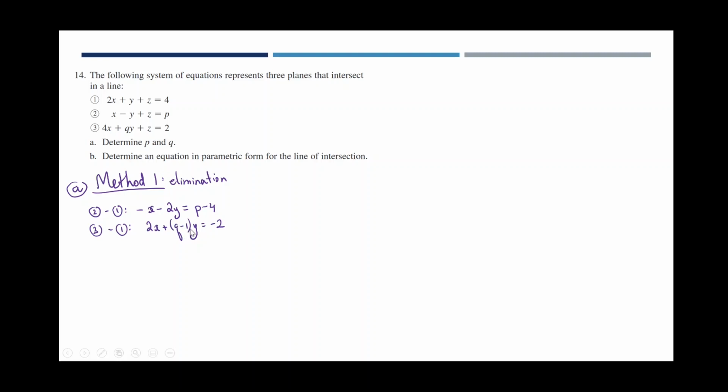I'm going to explain a little bit more in detail about this part right here. When we have equation 3, that's 4x, subtract 2x gives us this 2x. Then qy minus y, if you common factor y out, you'll have q minus 1 in front of this y. And then we have this 2 minus the 4, which is this negative 2.